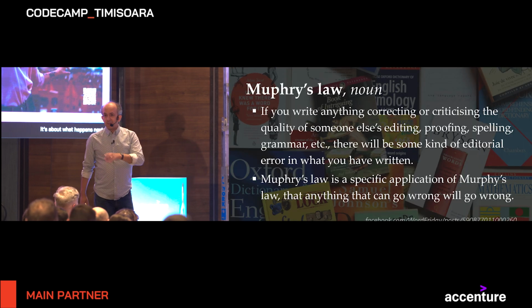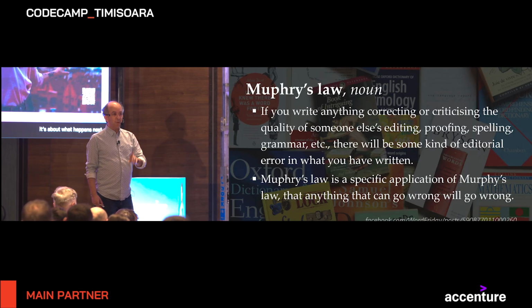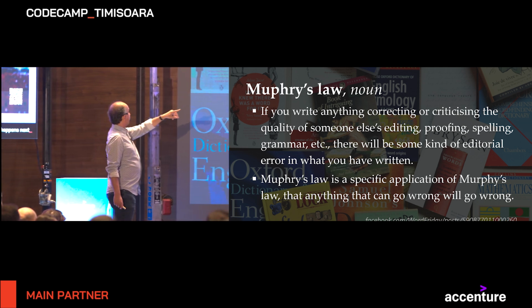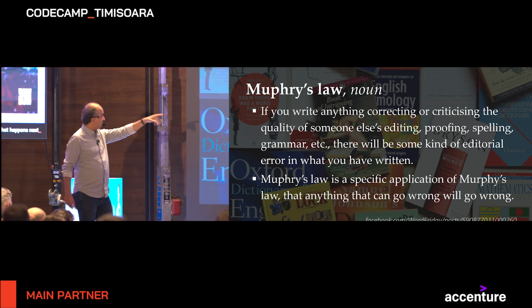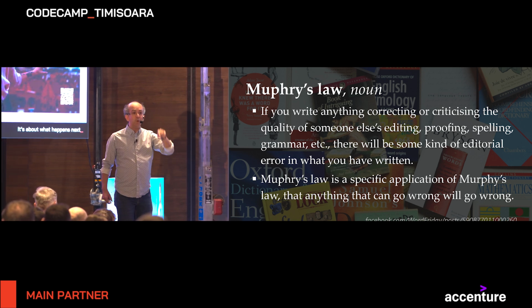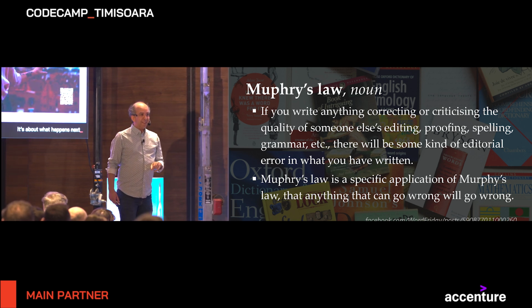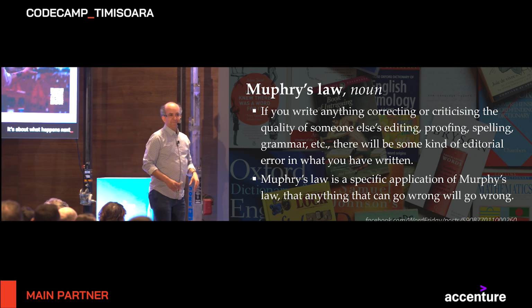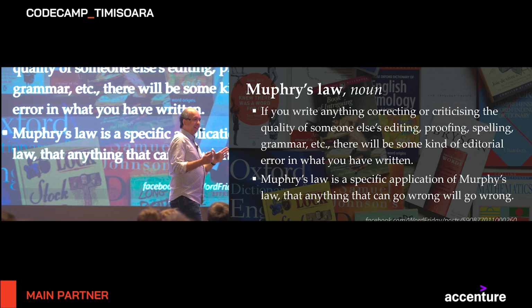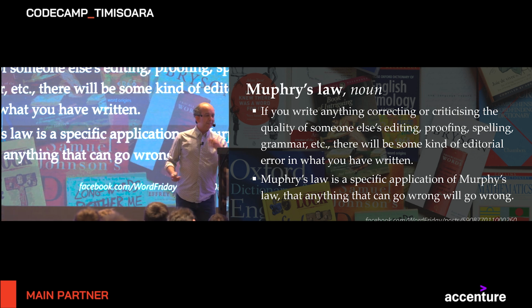So I'm going to teach you another thing this morning. Muffrey's law. You may have come across Murphy's law. Muffrey's law: if you write anything correcting or criticizing the quality of someone else's editing, proofing, spelling, grammar, etc., there will be some kind of editorial error in what you have written. Yeah? You probably experienced this as well. It's a variant of Murphy's law. So, I like this. There's a good irony here.